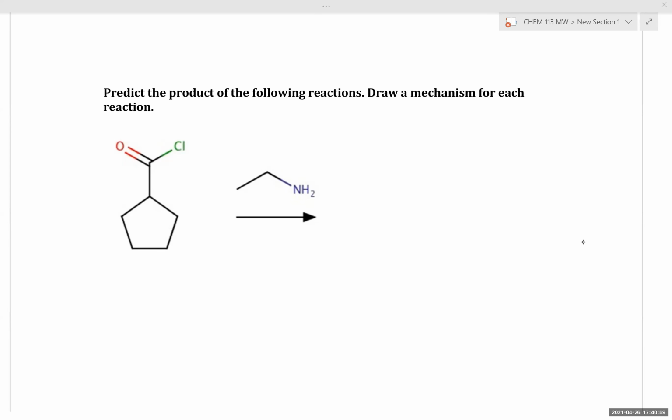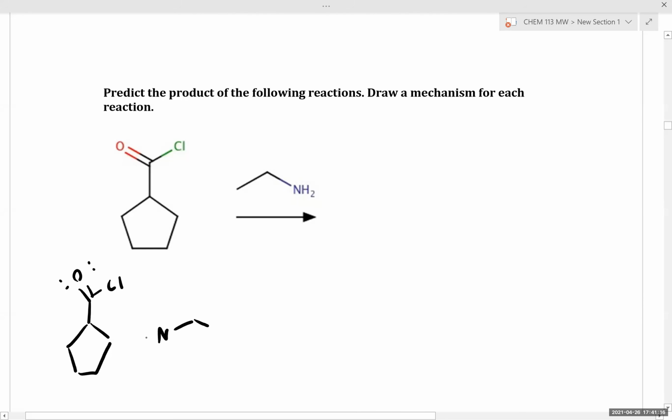So under acidic conditions, we'd see protonation, but under basic conditions, our amine is just going to attack our carbonyl carbon. As students have noted in the chat, because we're under basic conditions, we have a basic amine floating around. The first thing that's going to happen is our amine will attack our electrophilic carbonyl carbon.